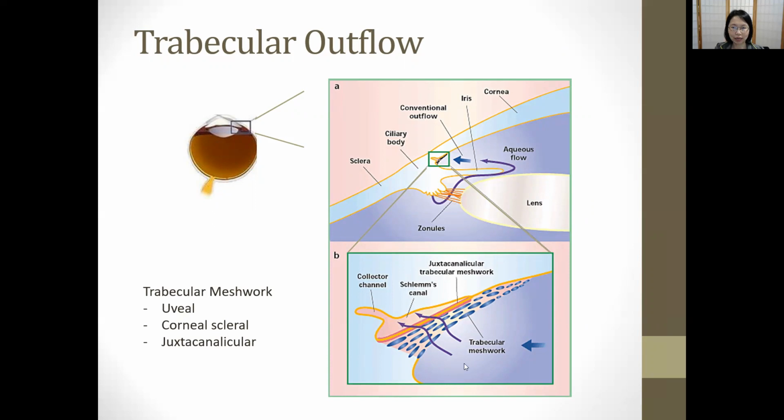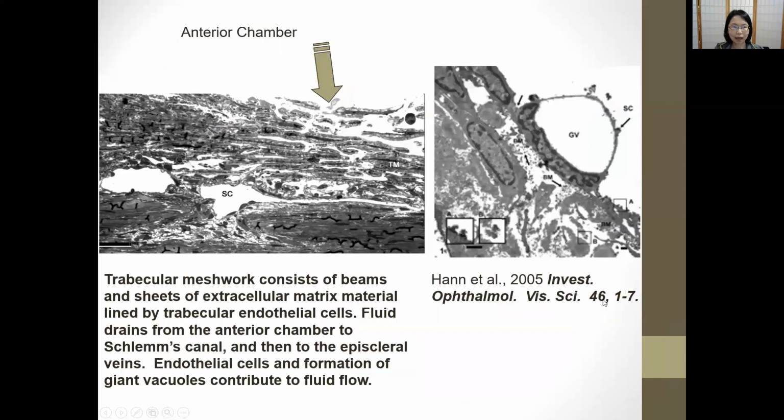So here we have aqueous humor traveling through the juxtacanalicular tissue within the trabecular meshwork, then drains into Schlemm's canal, collector channels, aqueous veins, and episcleral veins, and outside the eye. And on the microscopic level, you can see that the trabecular meshwork consists of beams and sheets of extracellular matrix material lined by these specialized trabecular endothelial cells. And fluid drains from the anterior chamber to Schlemm's canal.